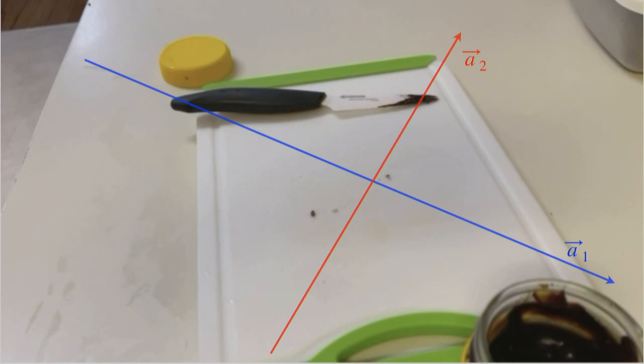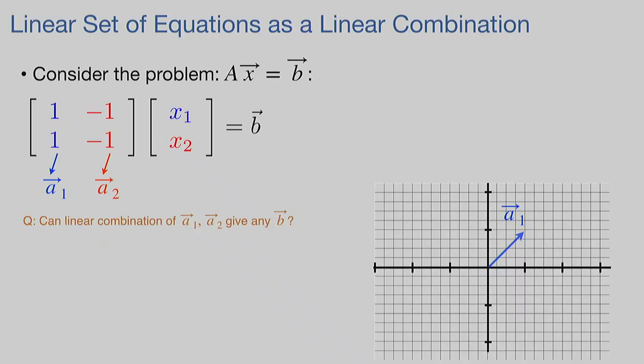Now here's the question. What about this matrix? 1, 1, minus 1, 1. Can I now reach every student in that plane? Well, I can go anywhere I want. Like I could put my Vegemite.